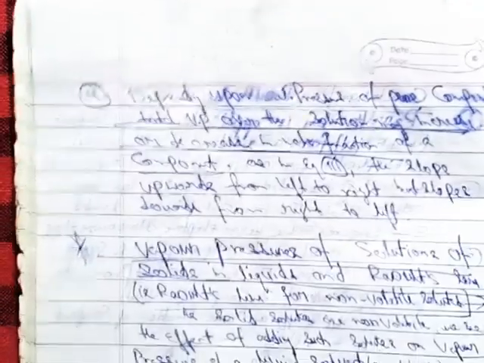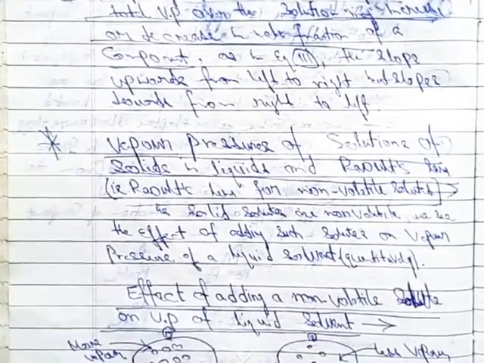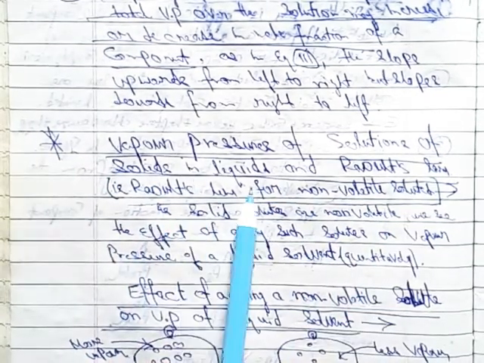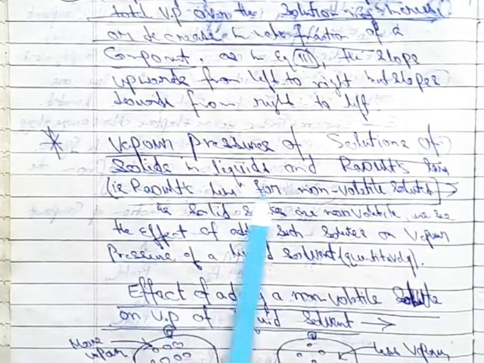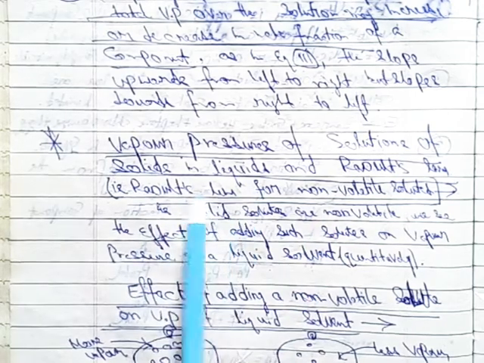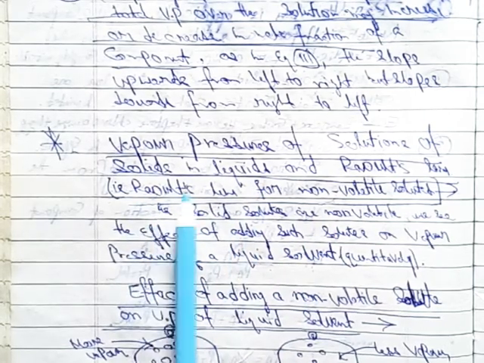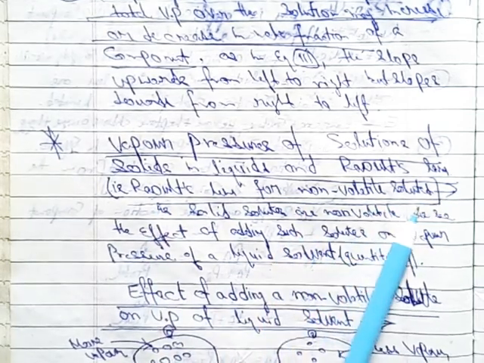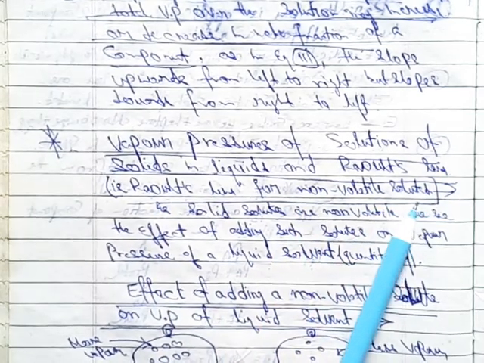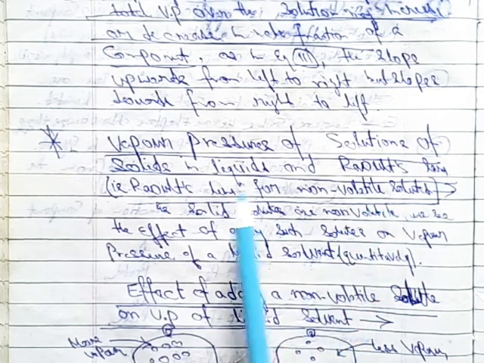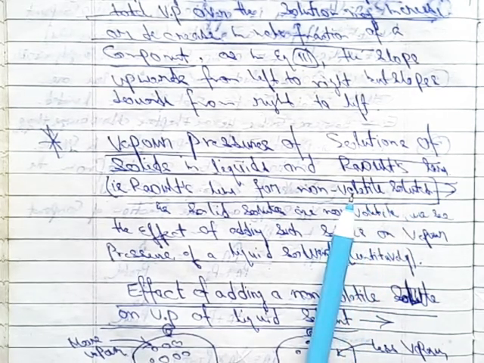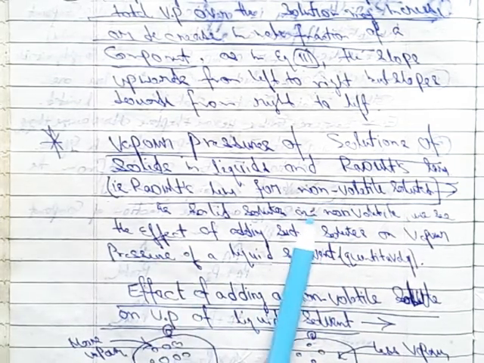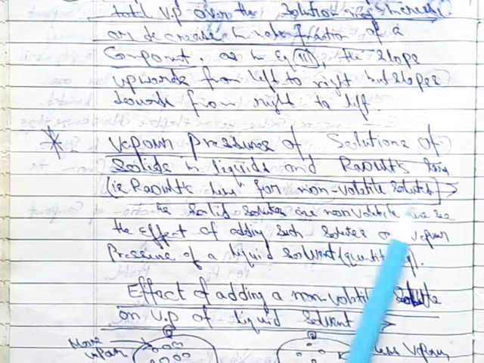Now we are proceeding towards the other Raoult's law, for non-volatile solute. Let's see the vapor pressure of solution of solid in liquid. Prior it was the vapor pressure of solution of liquid in liquid. Now we have the vapor pressure of solution of solid in liquid, and Raoult's law for non-volatile solute. Raoult's law for non-volatile means the solute which you are mixing in the liquid will not be volatile. That is the meaning.